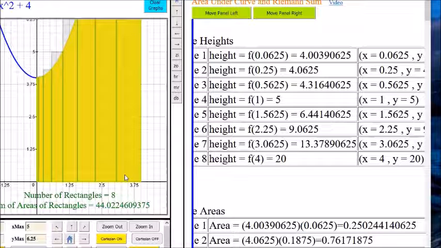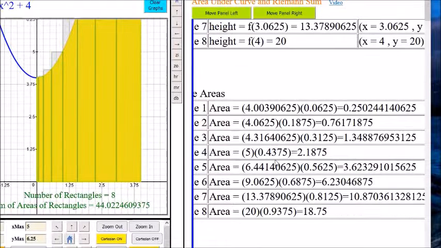And let's just do the last one, which is the 8th rectangle. This interval goes from 3.0625 to 4. We will use the 4, which is the right endpoint, to find the height of the 8th rectangle. And so f of 4 is 20, and so the height of the last rectangle is 20.